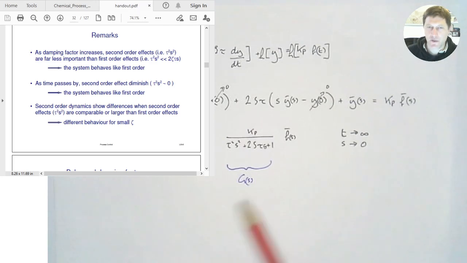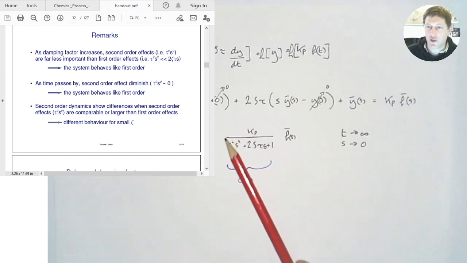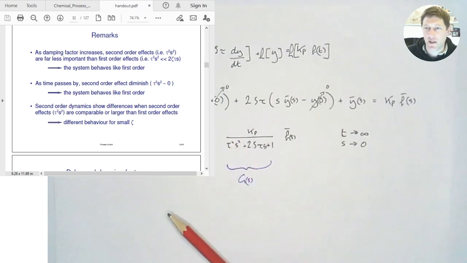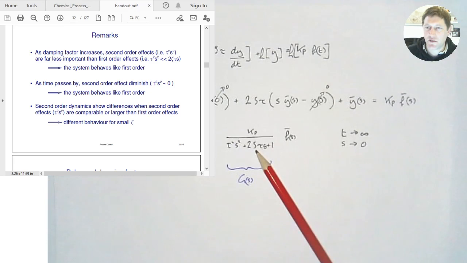So the third point is that second order dynamics show differences when the second order effects, the tau squared s squared, are comparable or larger than the first order effect. So if you have a transfer function where this term is relatively large, then of course that means we're going to have more second order effects in our process. And so that's going to occur when zeta is small. So for small damping factors, there are more second order effects.